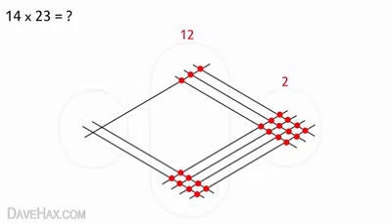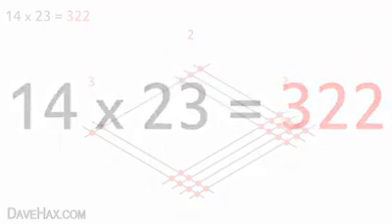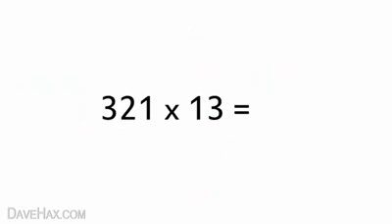Leave the last digit where it is, carry the first digit over to the next zone, and add it to the number of dots in this zone. In this case, 2 dots, giving us a total of 3. And that gives us our answer. 3, 2, 2. 14 multiplied by 23 is 322. We'll now go one step further and look at multiplying even larger numbers.